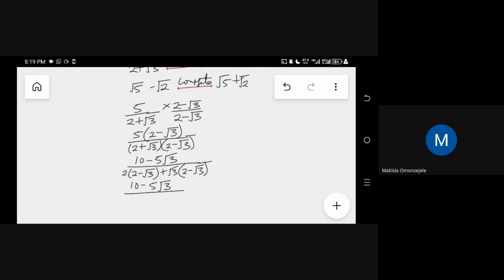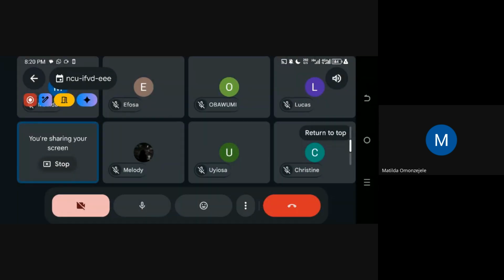Okay, all right. So coming back at the bottom, who can expand the denominator for us? Someone please volunteer to expand the denominator. Who can do this? 2 bracket 2 minus root 3 plus root 3 bracket 2 minus root 3. Who will expand this? Matilda, do you want to try? No, sir, I don't understand.